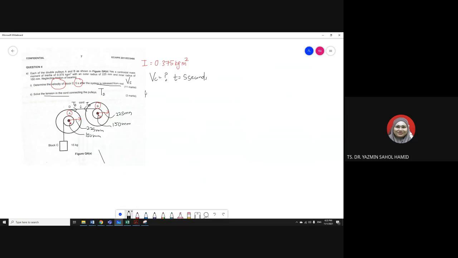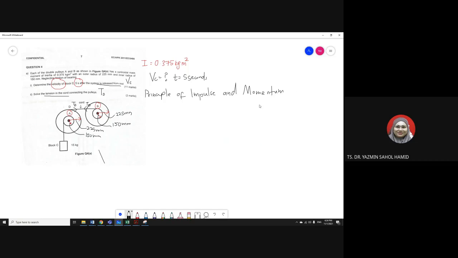So the method is principle of impulse and momentum. Why? Because we have time. If you have velocity and you have the time, then the suitable principle for you to use is impulse and momentum. Okay, good. So for this question, they ask you to determine the velocity of block C after the system is released from rest.